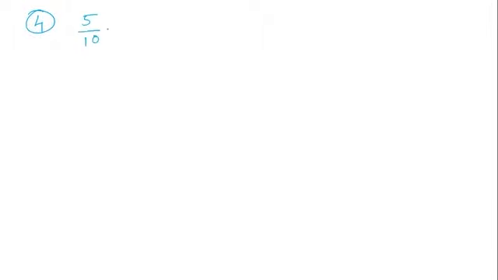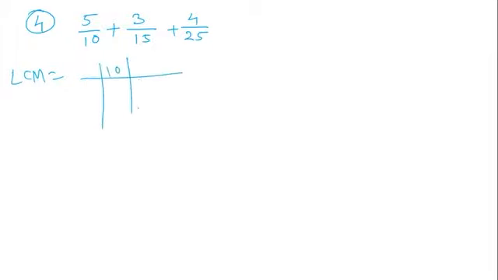5 by 10 plus 3 by 15 plus 4 by 25. Suppose three numbers are given to us and we have to find out the LCM of these three numbers. Denominators are different. That's why we have to find out the LCM. So I write here LCM, lowest common multiple or least common multiple. First I write here 10, then 15, then 25. These three numbers are divided by 5. So I divide by 5.